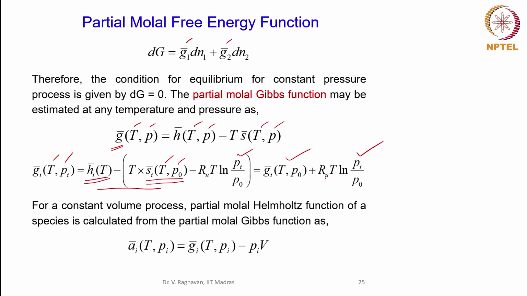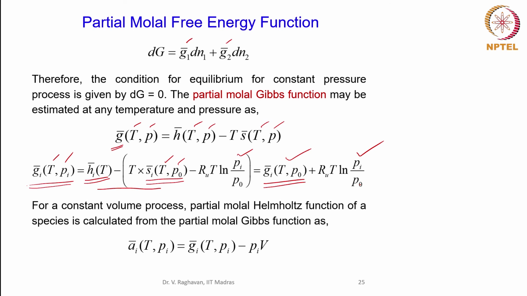So, when you try to calculate the Gibbs function for a particular species at a given temperature and its partial pressure, we split that into two terms: Gi of the particular species, that is species i, Gi at T comma P naught, which is calculated at atmospheric pressure, plus the pressure dependency coming from the second term, Ru T ln of Pi by P naught, that is it.